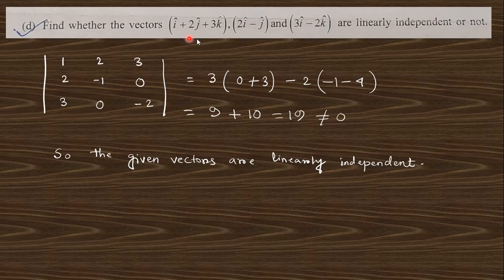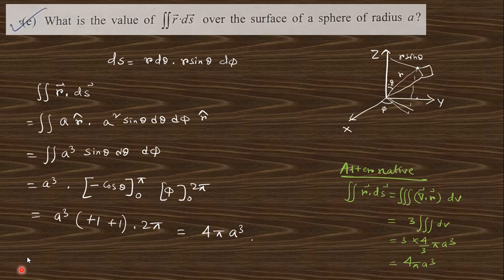Find whether the vectors this and that are linearly independent or not. For linear dependency or independency, you need to check the determinant of the coefficients of these vectors. Just put the coefficients of the vectors and you will get the determinant, which is 19, not equal to 0. So these are linearly independent. If this were equal to 0, then we could say they are linearly dependent. Go to the next question.